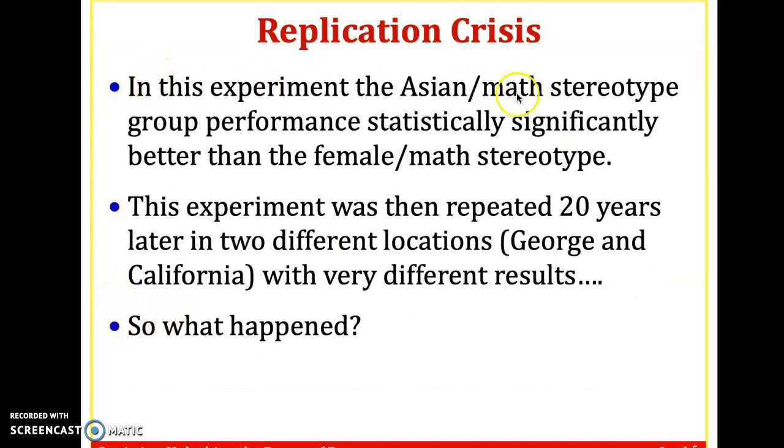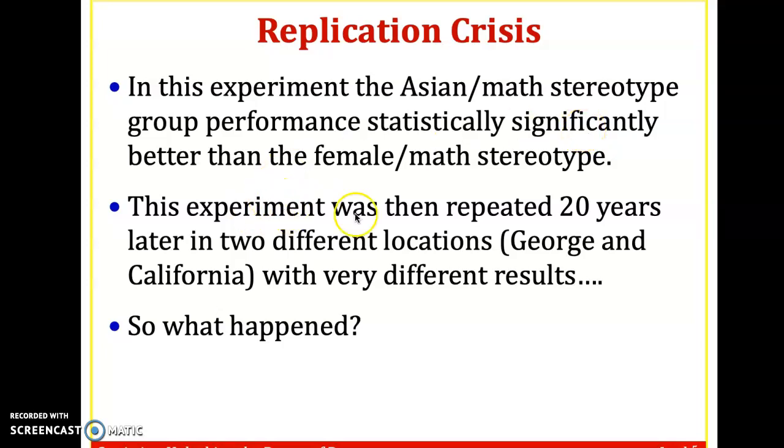So in this experiment, the Asian math stereotype group, the group that was told that you're good at math because you're Asian, performed statistically significantly better than the equivalent Asian female group that were told that they're not as good at math because they're female. So the thought was, the stereotype susceptibility is important. It's the same group of people. There's two different groups, but split up randomly, and one group did statistically better.